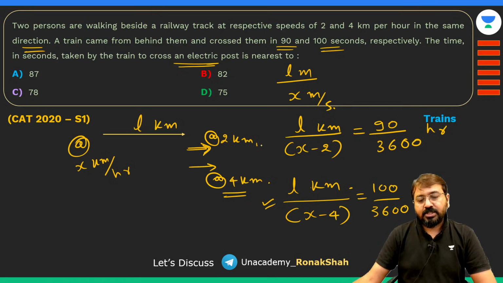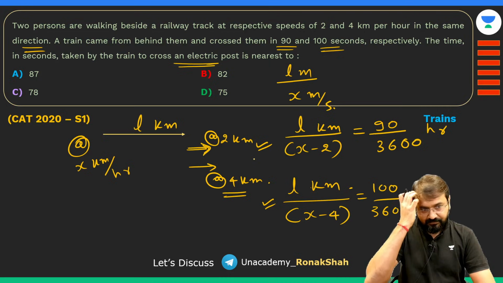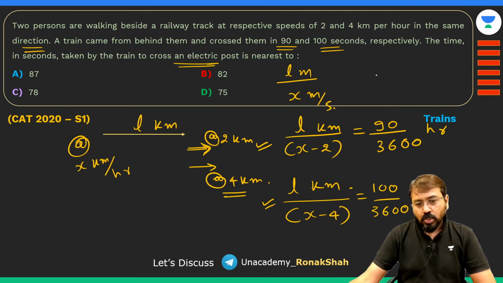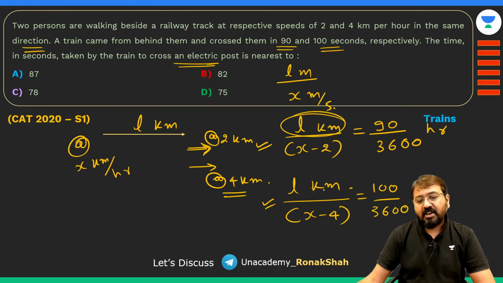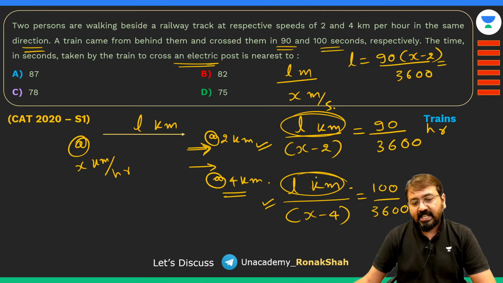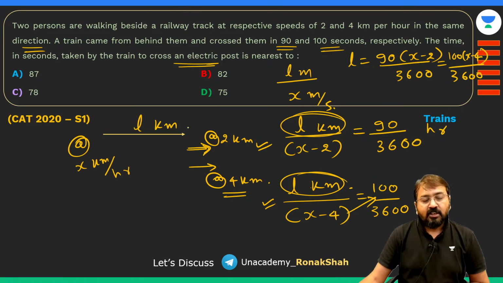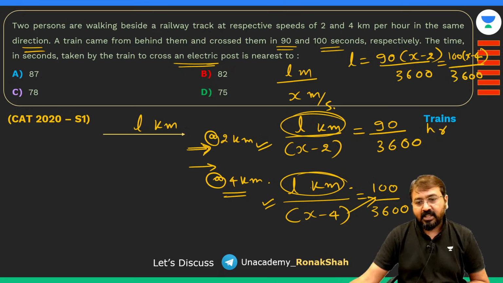So we got two equations now, and we want to simplify these two equations. Both equations have L in common, so I can straight away compare these two. One equation says L equals 90 into (x minus 2) by 3600, and the other equation says L equals 100 into (x minus 4) by 3600. Just pay attention to this calculation because we'll make it very simple at the end of the day.